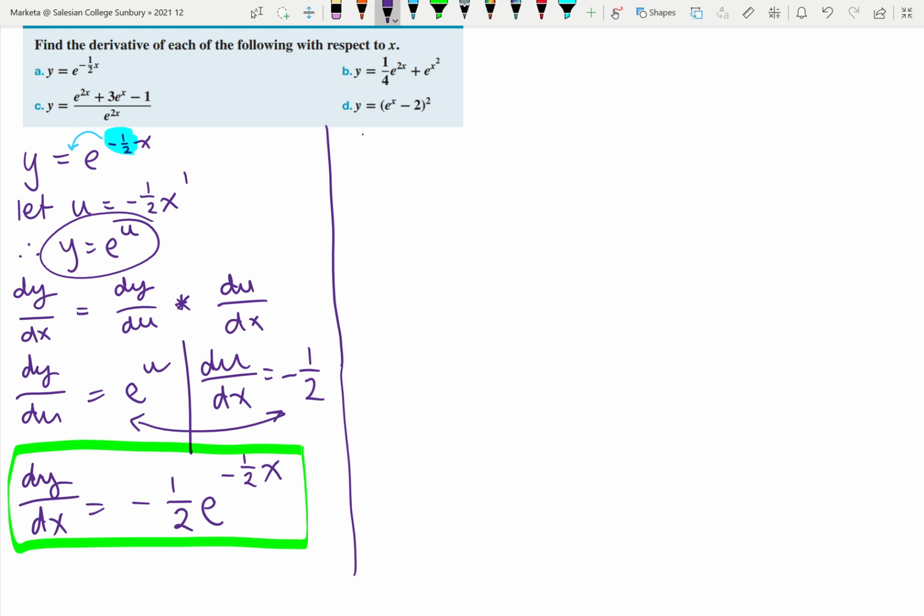So let's do part B, and part B is y equals 1/4 e to the 2x plus e to the x squared.